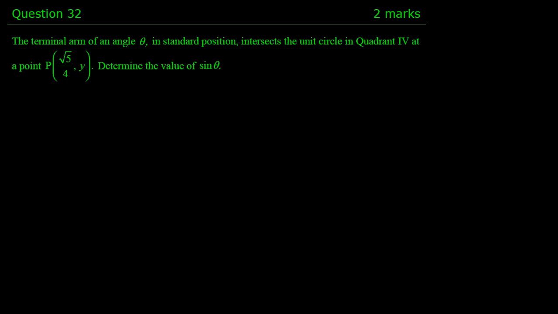Question 32. The terminal arm of an angle theta in standard position intersects the unit circle in quadrant 4 at the point root 5 over 4, comma y.